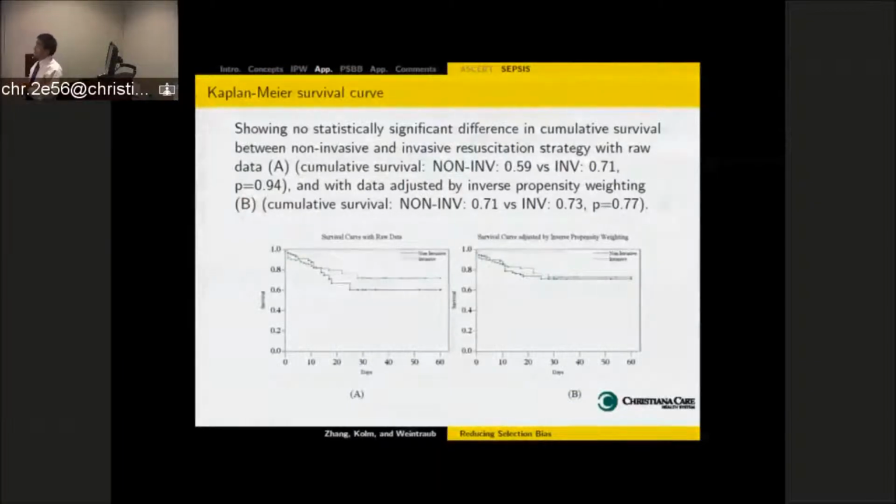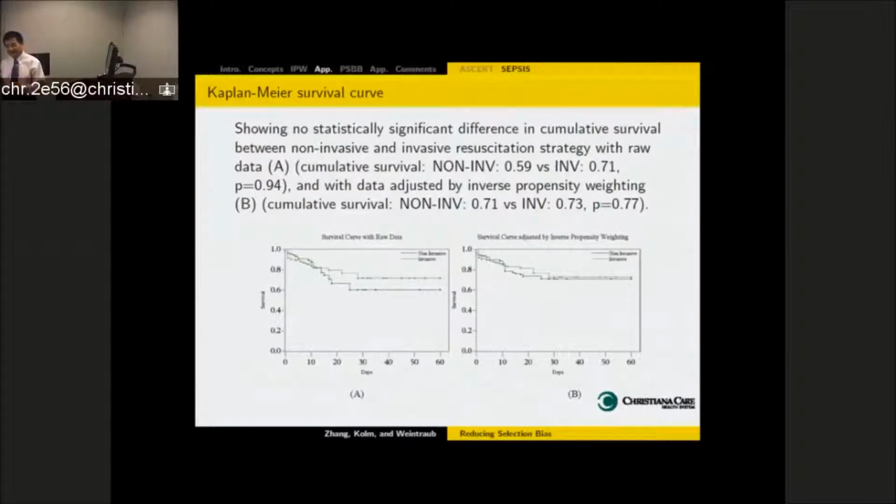For the main results, the outcome is the mortality rate. We use the Kaplan-Meier survival curve. Plot A is the result from the non-IPW adjusted analysis, and we can see that the cumulative survival rate is 0.59 versus 0.7 with p-value 0.94. After using the IPW method, we get the adjusted survival rates for non-invasive and invasive, which are closer. And the basic conclusion is similar, which means no significant difference between the invasive procedure and the non-invasive procedure.